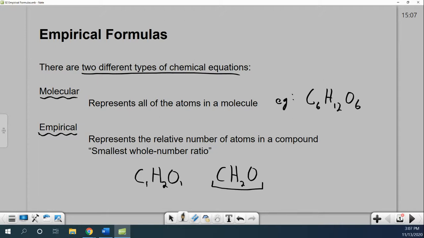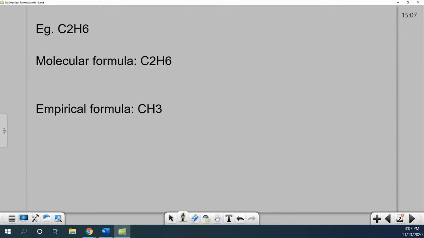So it just shows the ratio between atoms in a molecule. Now, obviously, it's not as useful. Like, you can't tell molar mass from this. It's not as easy to use chemically, but there's a very important reason for empirical formulas. I'll talk about that in a minute.